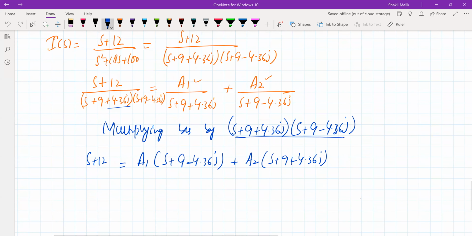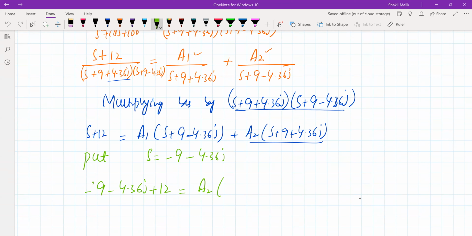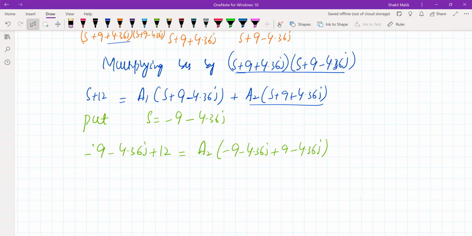All right. So to find the value of A1, we'll make the A2 term equal to 0. How do we do that? If we put s equal to minus 9 minus 4.36j, the A2 term, which contains A2 here, will be equal to 0. So we put s equal to this. We'll get minus 9 minus 4.36j plus 12 is equal to A1 times (minus 9 minus 4.36j plus 9 minus 4.36j).